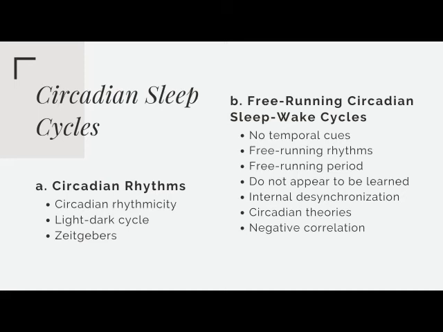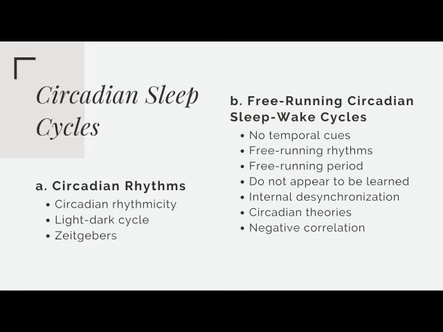The light-dark cycle is an important factor in the timing of most circadian rhythms. Environmental cues such as the light-dark cycle that entrain circadian rhythms are called Zeitgebers, a German word that means time givers. Free-running circadian sleep-wake cycles. What happens to sleep-wake cycles and other circadian rhythms in an environment that is devoid of Zeitgebers? Under conditions in which there are absolutely no temporal cues, humans and other animals maintain all of their circadian rhythms. Circadian rhythms in constant environments are said to be free-running rhythms. The duration of a free-running cycle is its free-running period.